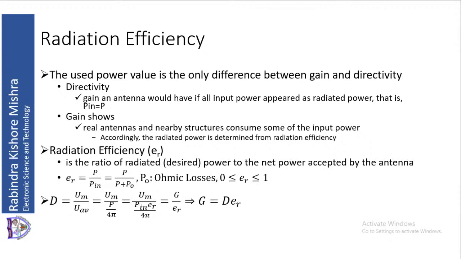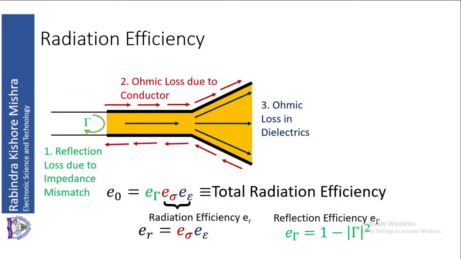Therefore this will become G by ER. That implies that gain is equal to D into ER. Since D is equal to G by ER, G is equal to D into ER. If a small question, a 2-mark or 4-mark question, is asked for this, you have to prove this.